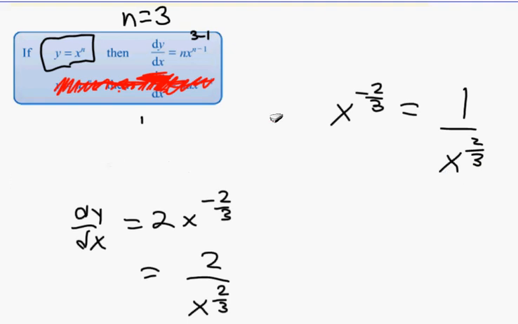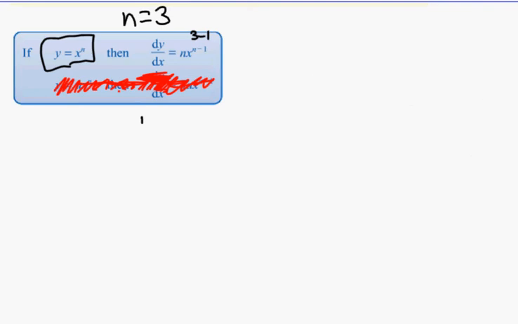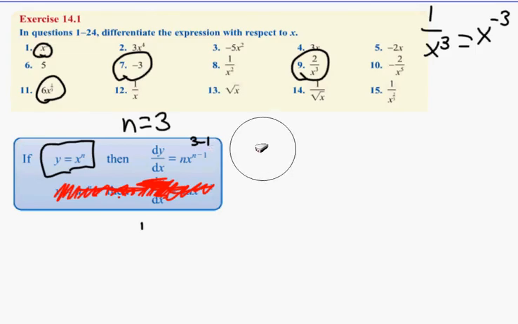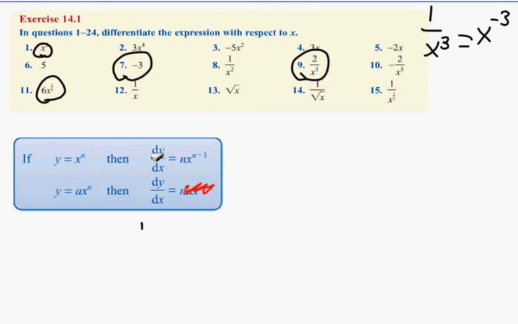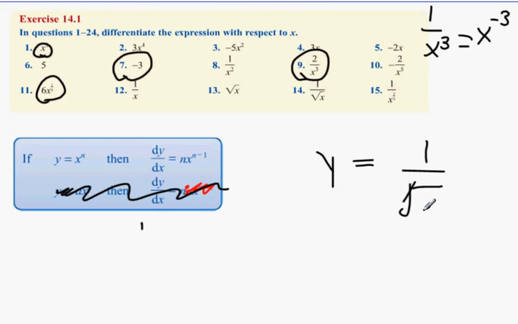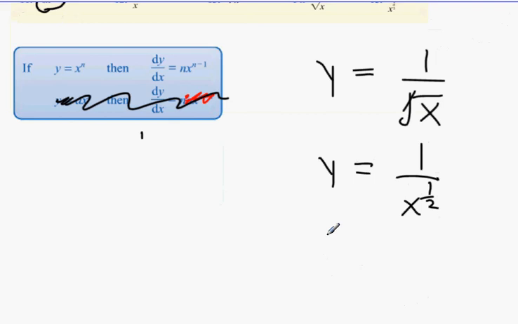Now, what you're going to do next is probably the hardest one in it, I'd say. We'll try number 14, okay? Now, number 14 looks like this. Y equals 1 over root x. What is root x in power mode? X to the power of? A half. Somebody was ahead of me there. I can then change this into x to the power minus a half. And then I can differentiate it.